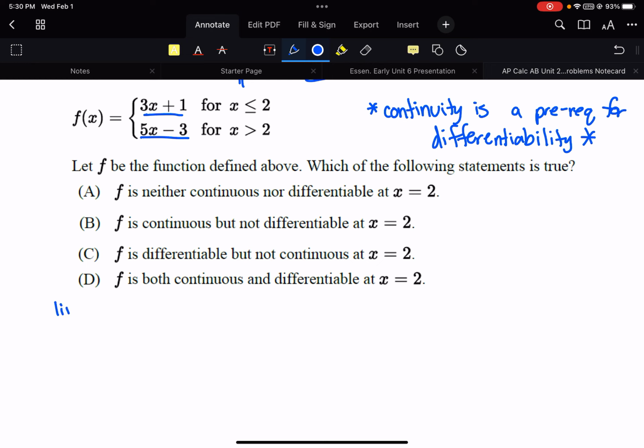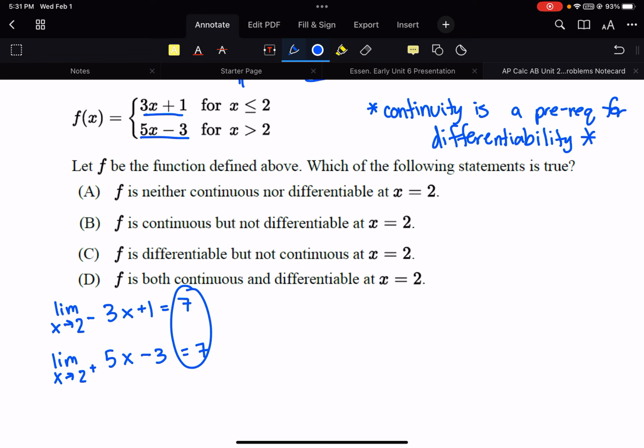So down here, I'm going to go ahead and show some work. I'm going to take the limit as x approaches 2 from the left side, and the limit as x approaches 2 from the right side. When I come from the left side, I'm going to be dealing with the function 3x plus 1. From the right side, I'm dealing with 5x minus 3. I can just do direct substitution for both of these. So I'm going to get 7 for this first one, 7 for the second one. Because these two values are the same, we know that we have continuity.